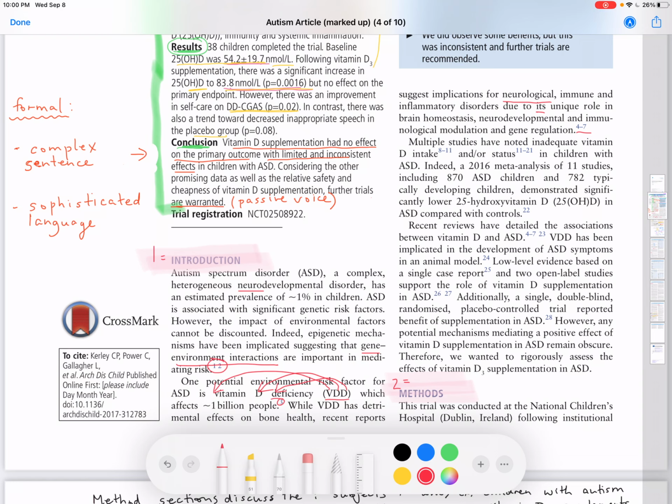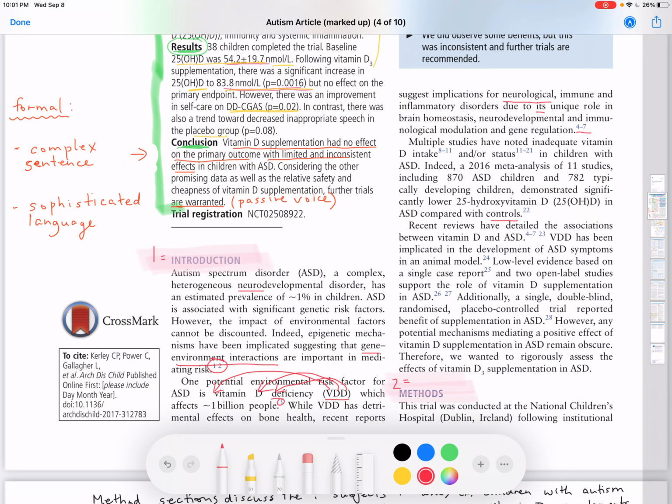Okay, what did that meta-analysis conclude or provide findings about? It demonstrated significantly lower 25-hydroxy vitamin D in ASD compared with the controls. What are the controls again? Controls are children that had developed typically. In other words, they didn't have it. So, what did the researchers already know? Well, they already knew that experts were suggesting vitamin D deficiency might have a link. Okay? You might have to read this a couple times.